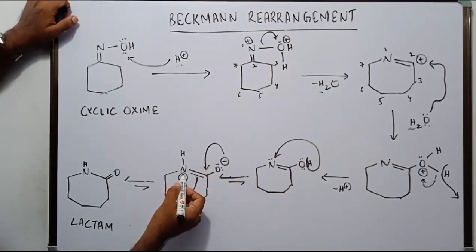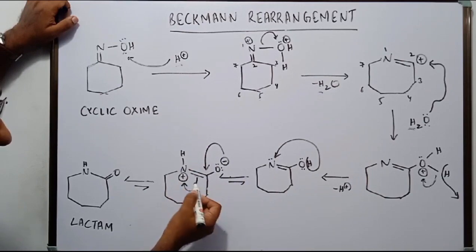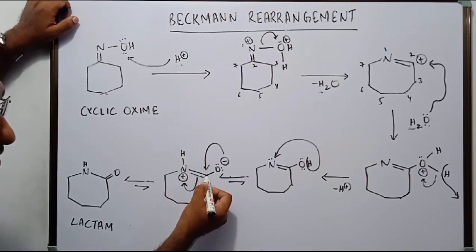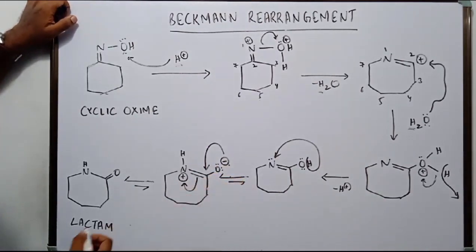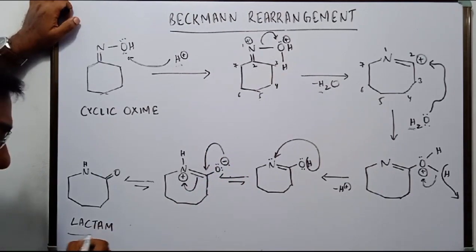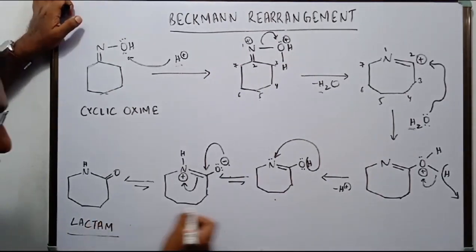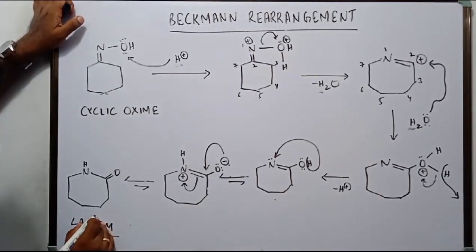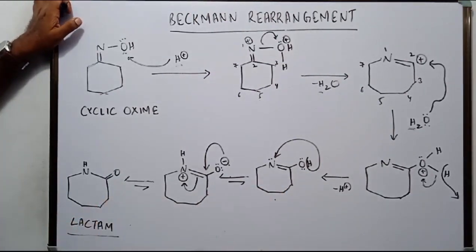The nitrogen here, to restore neutrality, pulls this electron pair towards itself, and when that happens, the carbon atom here becomes positive. The positively charged carbon atom now pulls the electron pair from here, and that results in the keto form, which is a lactam or a cyclic amide. The enol form and the keto form both are tautomers. That means they coexist with each other at room temperature.